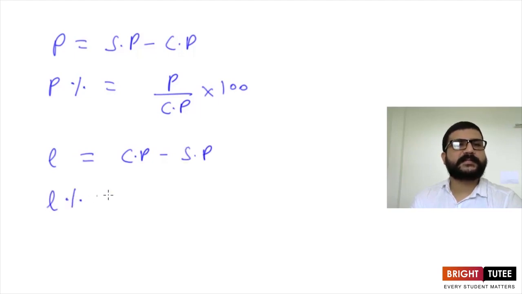And what about loss percent? It is equal to loss upon CP into 100. This is how we can find loss percent. And we have seen few questions based on all these things. So that's all for this session.